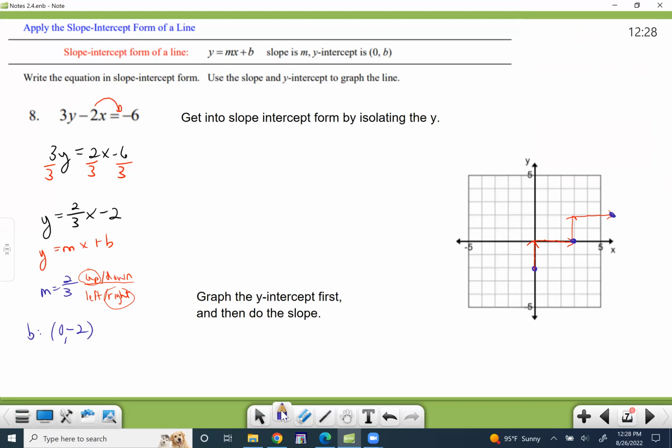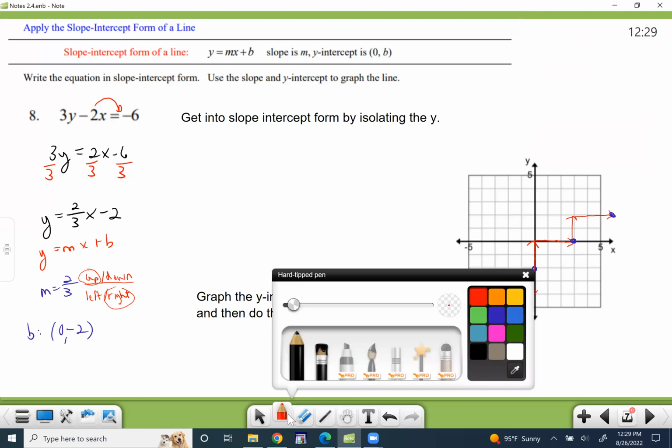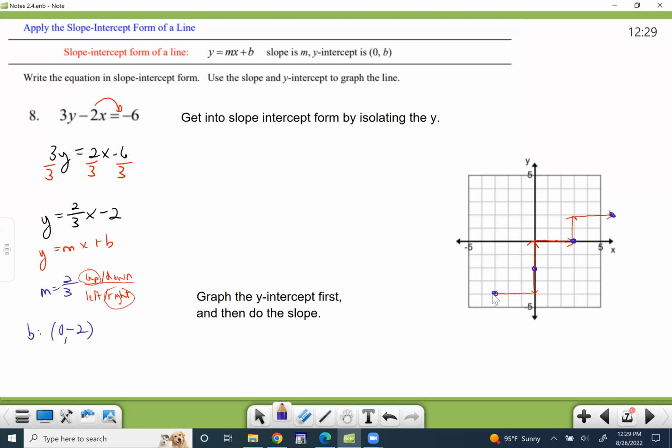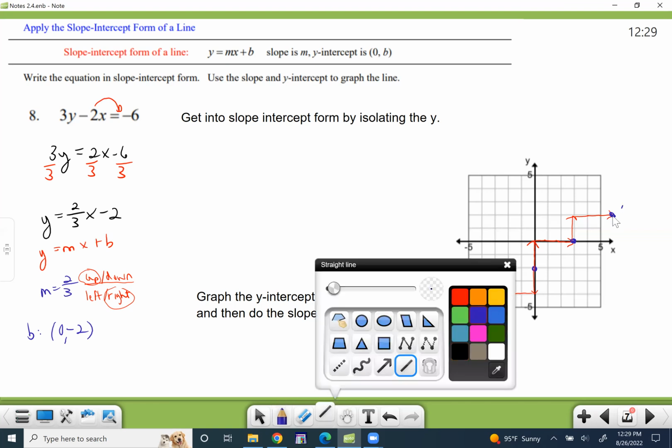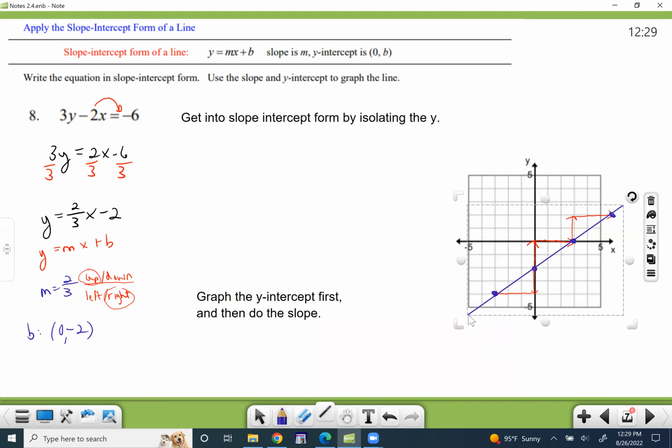Now, you could also do the exact opposite of that. You could go down 2 and left 3, and you'll still be on the same line. So if you ever run out of graph paper, right, just do the exact opposite. Instead of up and to the right, go down and to the left, and you'll have it. So that's going to be our line, you guys.